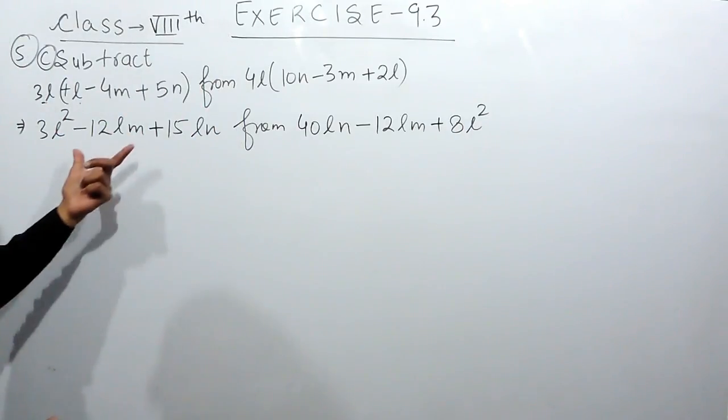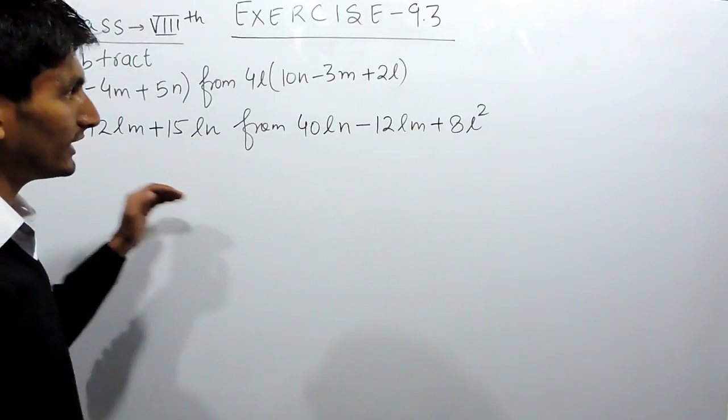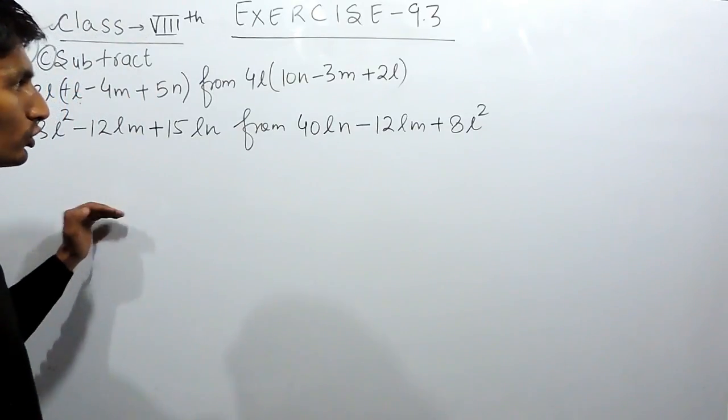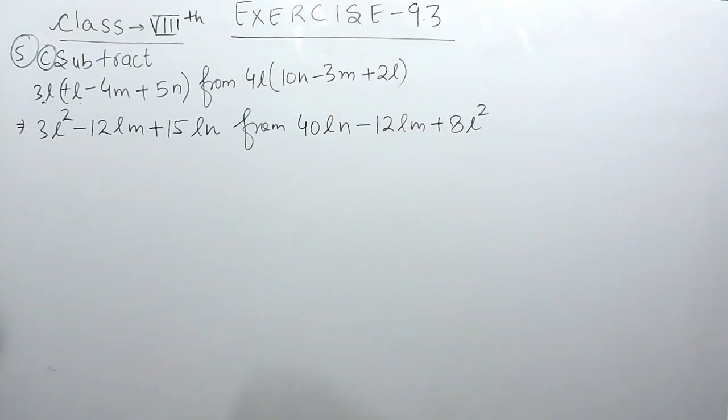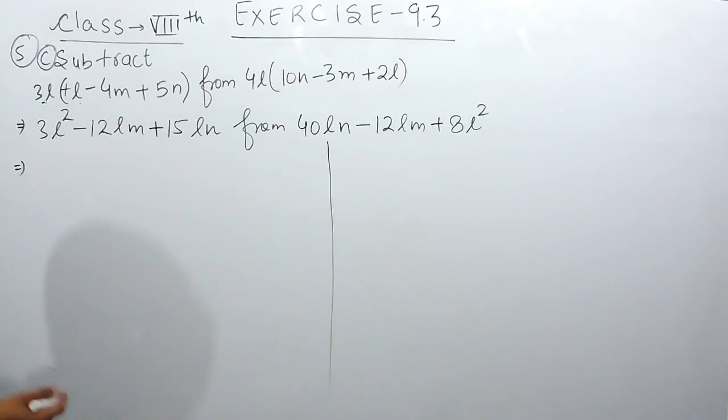Now we have to subtract this from this. There are two ways of solving this. First of all, there could be a horizontal method or there could be a vertical method. I'll explain both the methods, how you can solve it.